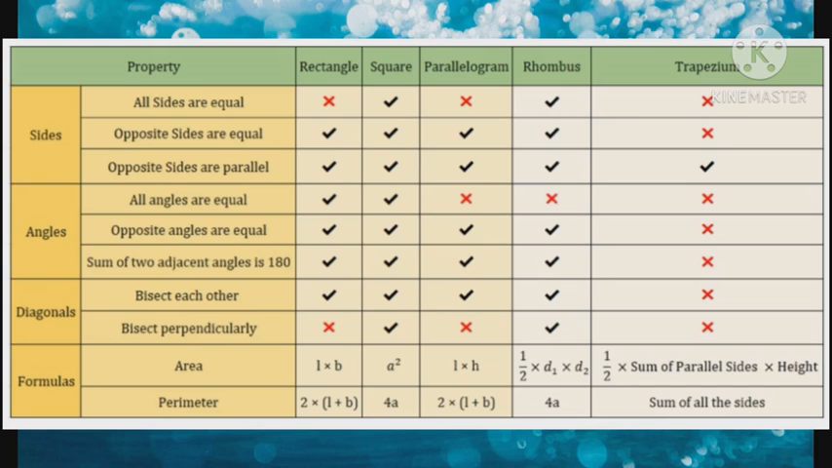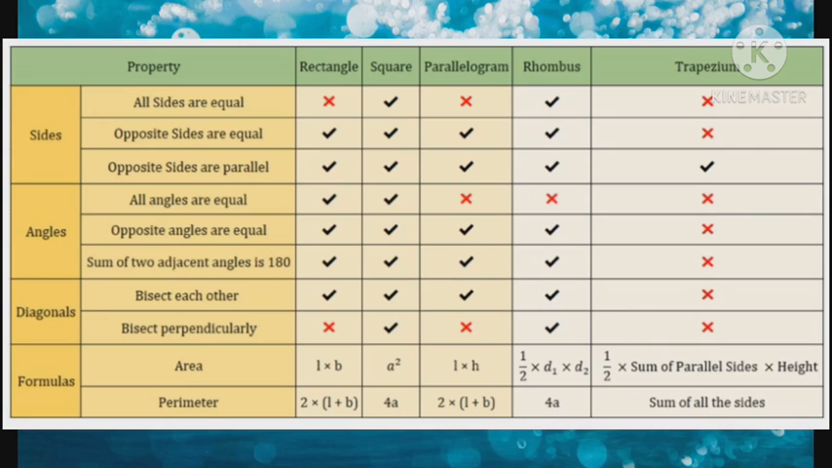Okay. Next is perpendicular bisect property. Diagonals bisect each other in rectangle. In rectangle, diagonals do not perpendicularly bisect each other, they just bisect each other. In square, diagonals perpendicularly bisect each other, that means they intersect at 90 degrees. In parallelogram, diagonals bisect each other, but not at 90 degrees. But in rhombus, diagonals perpendicularly bisect each other. Diagonals bisect each other at 90 degrees in square and in rhombus.